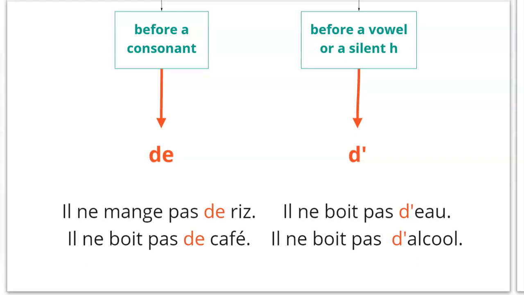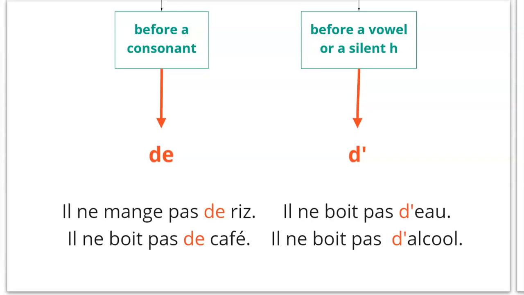They forget that when the sentence is negative, you have to change du, il mange du riz, and use de, il ne mange pas de riz. Same for coffee, il ne boit pas de café, he doesn't drink coffee.